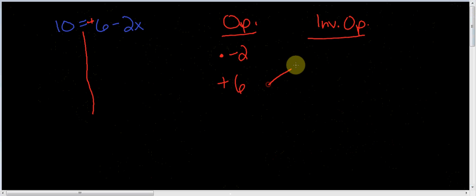Now, when I do the opposite, I do the opposite of plus 6, which is minus 6. And I do the opposite of multiplication, which is division. And I divide by negative 2.